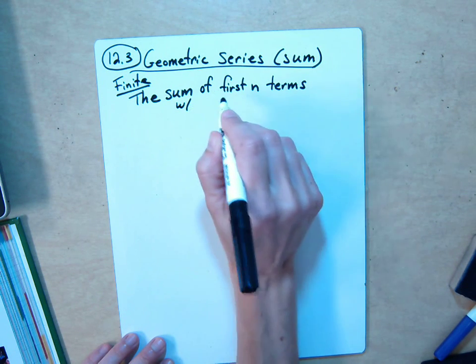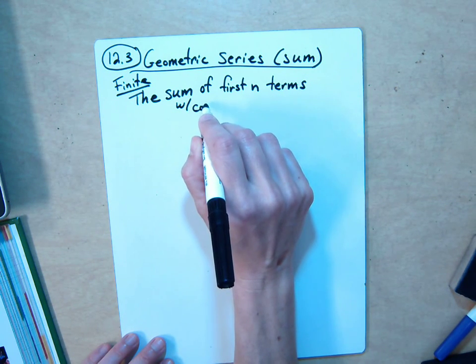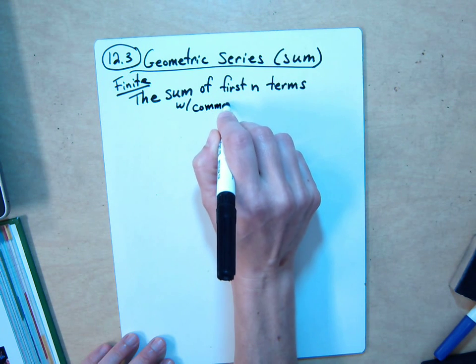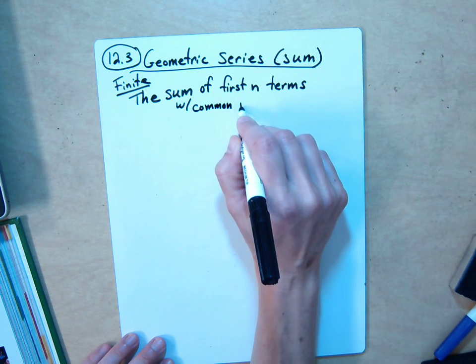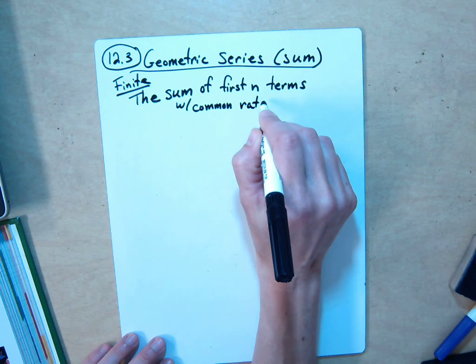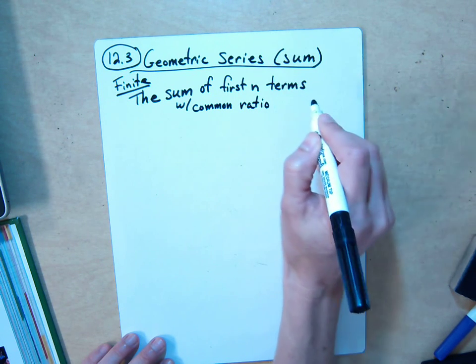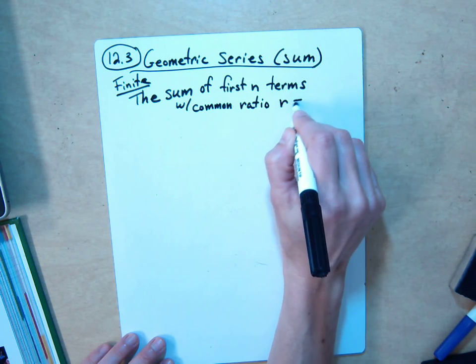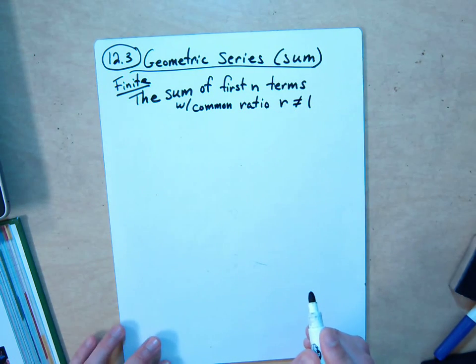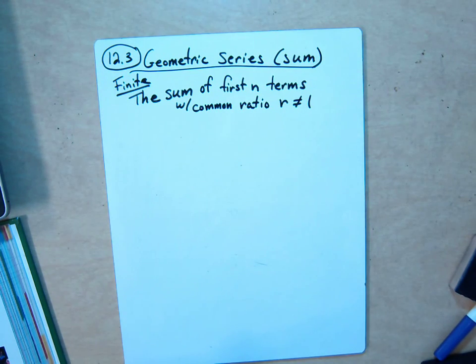as long as the common ratio is not 1. If the common ratio is 1, it becomes trivial to solve and we don't even need the formula. But you'll see why we can't use 1 in the formula. So the common ratio can't be 1 for this formula.